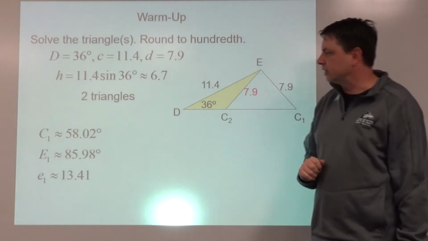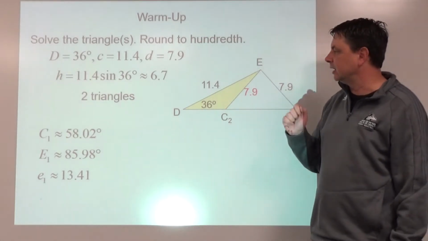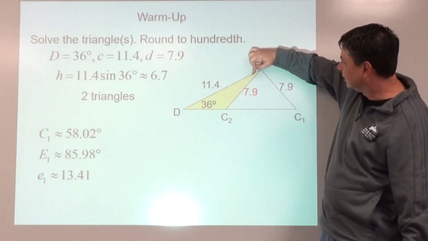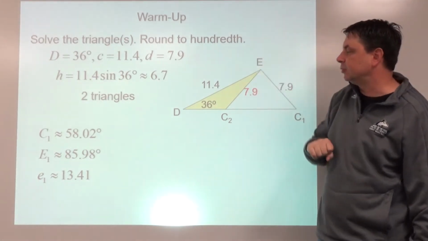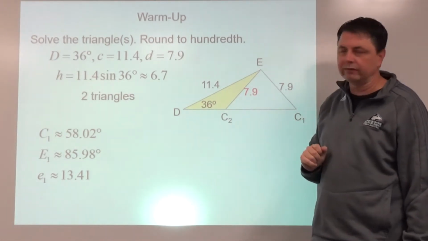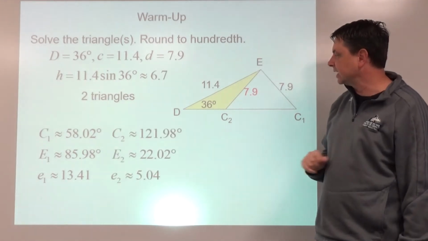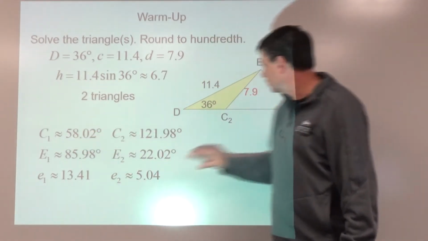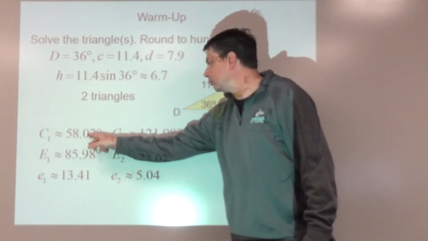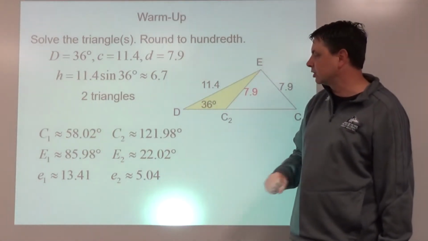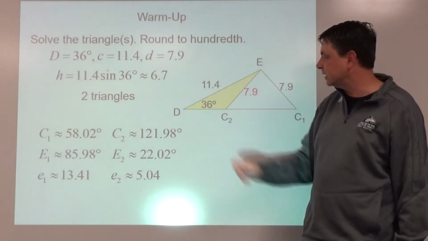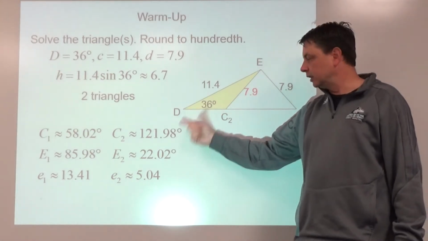And C1, at least in triangle 1, you should have gotten angle C1 to be about 58.02 degrees. E2 at the top here, 85.98 degrees, and side length E1, 13.41 units. And then our second triangle, again, we go right here being the supplement, so 121.98 degrees, and that makes the little angle up on top now 22.02 degrees, and the shorter E2 length, 5.04.